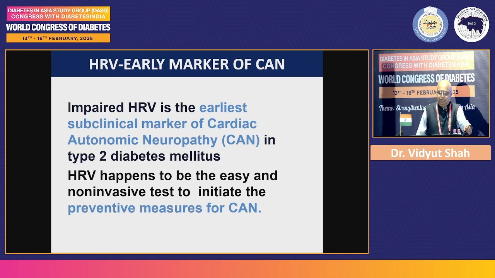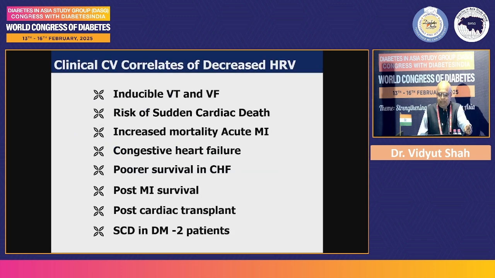patients. So HRV is a very early marker of cardiac autonomic dysfunction, and it is a subclinical marker of cardiac autonomic neuropathy, and so it happens to be an easy and non-invasive test where you can initiate the preventive measure for cardiac autonomic neuropathy. Otherwise, if you see the clinical cardiovascular correlates of decreased heart rate variability: inducible ventricular tachycardia and VF, risk of sudden cardiac death, increased mortality in acute MI, congestive heart failure, poor survival in heart failure, post-MI survival, post-cardiac transplant, and sudden cardiac death in type 2 diabetes patients.